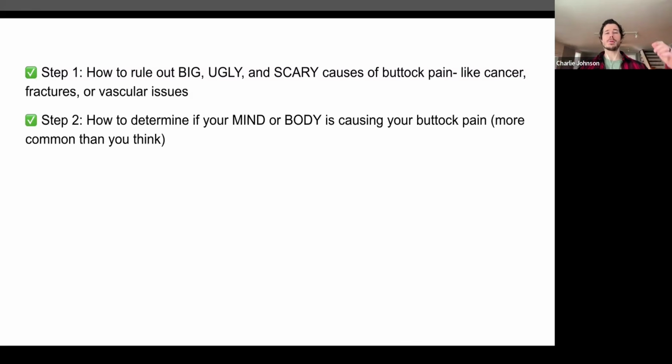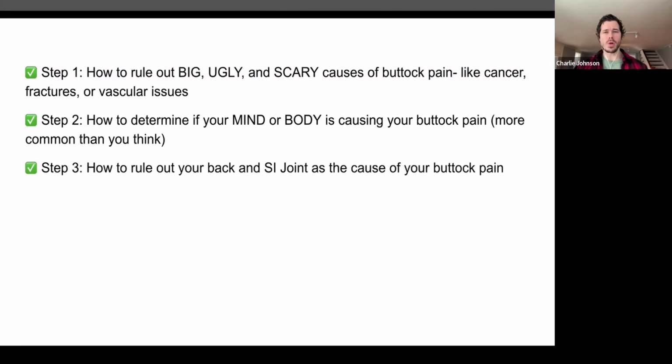Step 2, how to determine if your mind or body is causing your buttock pain. It's actually way more common than you think. 99.9% of people, so that's you watching this, have been led to believe the pain in their butt is due to some physical damage, but it may or may not be. This is not woo-woo stuff. This is based off neuroscience and evidence. Again, the brain and or the mind can actually learn to experience pain and create physical pain.